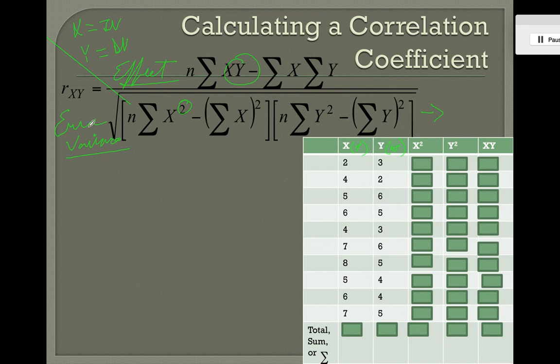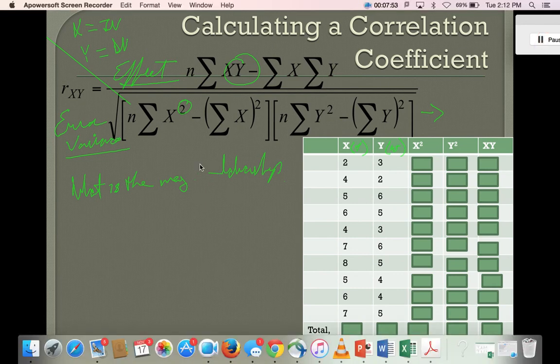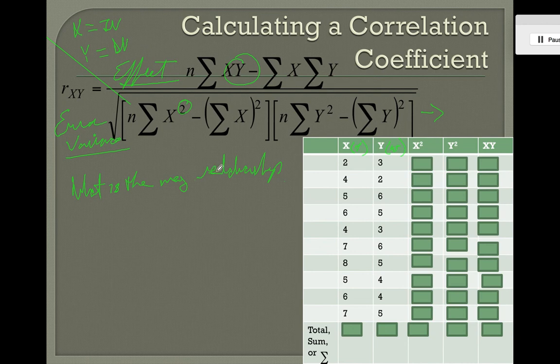So what we want to find is, what is the magnitude of the relationship between height and weight? That's really what we want. So we want to know, what is my correlation statistic? That is the major question that we want to address in this particular situation.